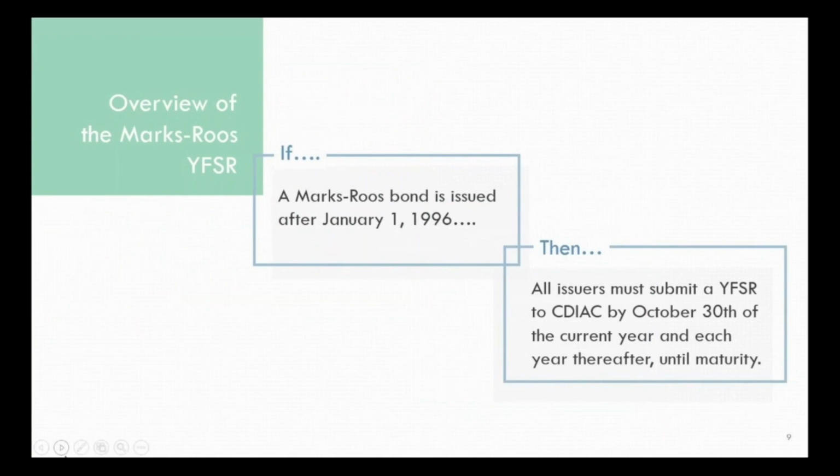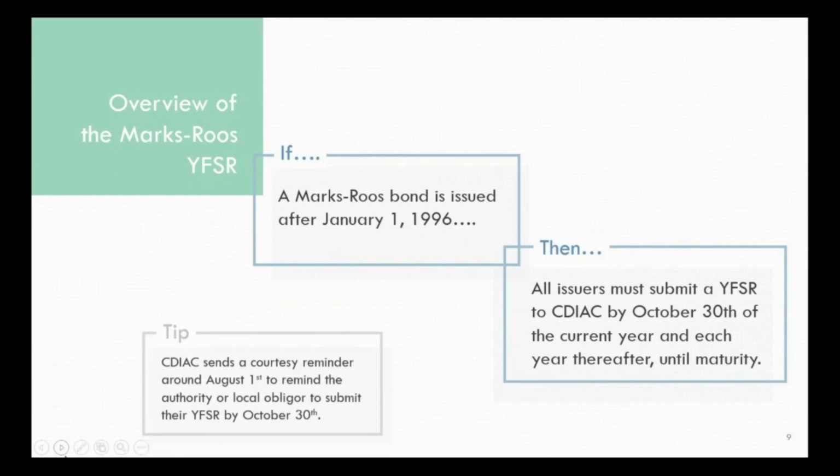If an issuer issued a Marks-Roos bond after July 1st, 1996, then a yearly fiscal status report must be submitted to CDIAC by October 30th of each year until the bond matures. Each year around the beginning of August, CDIAC sends a courtesy reminder to remind the authority or local obligor to submit their yearly fiscal status report by October 30th.